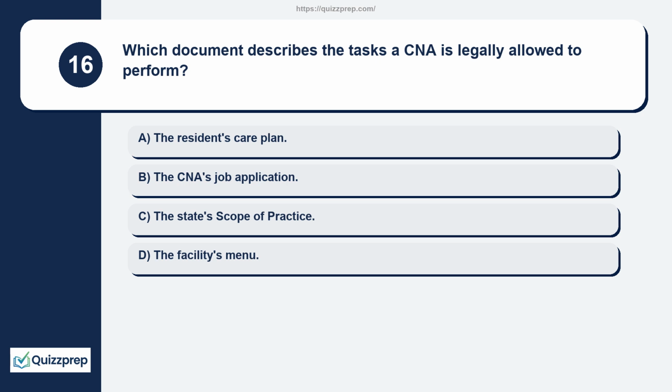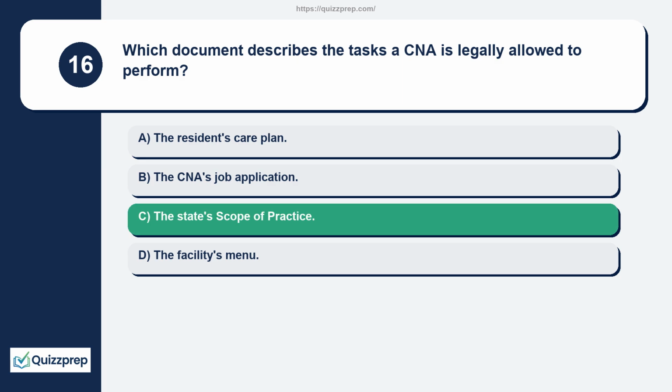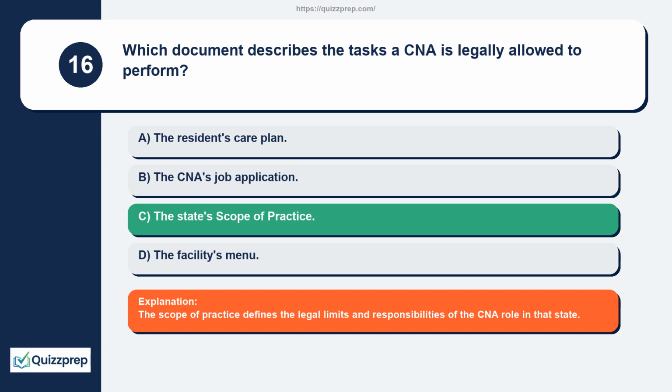Question 16. Which document describes the tasks a CNA is legally allowed to perform? The resident's care plan, the CNA's job application, the state's scope of practice, the facility's menu. The scope of practice defines the legal limits and responsibilities of the CNA role in that state.